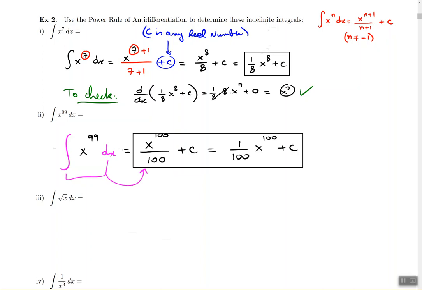Okay, once you do the process of adding 1 and dividing by the same thing, you don't write down the integral and the dx. So this symbol right here is called the integral, and the dx at the end is part of that package. So they come together, they leave together.